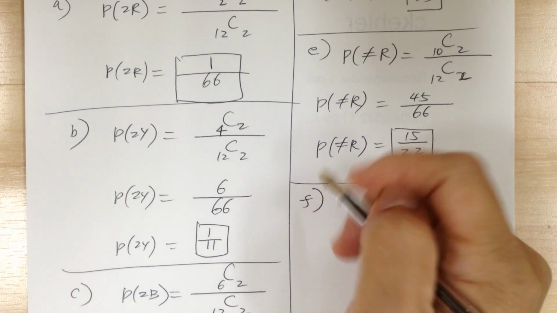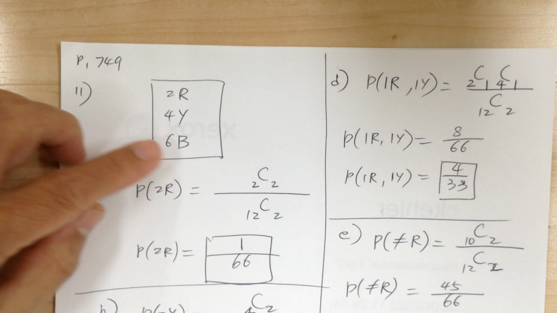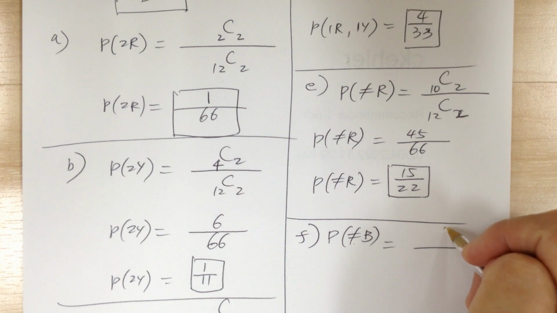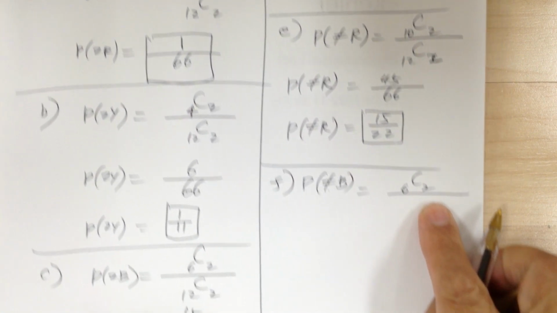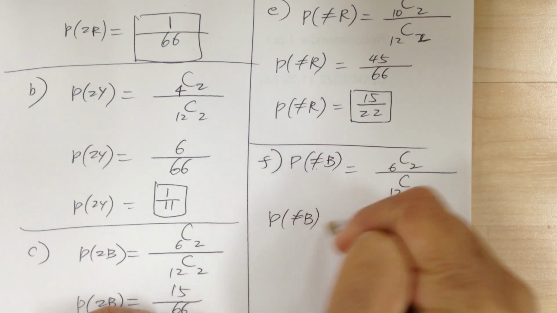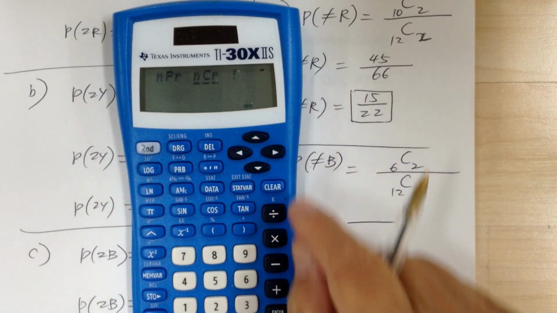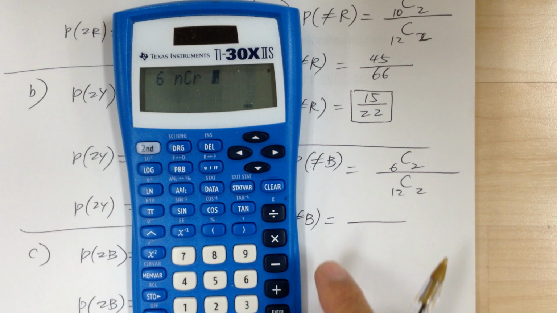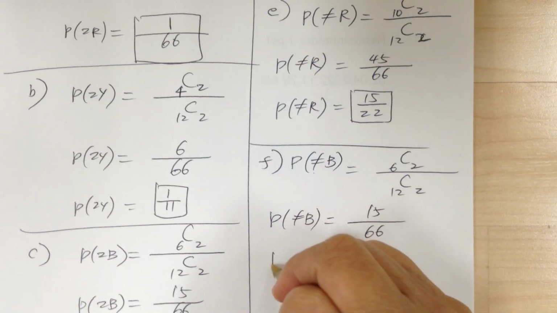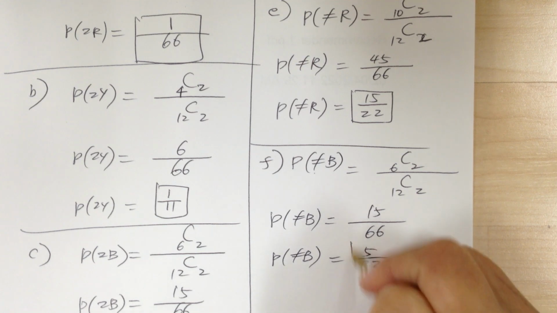Okay, for F, no blue. Neither is blue. So here's blue, so the non-blues are over here. So there are 6 non-blues. You want to get 2, and there are a total of 12, and you want to get 2. So get your calculator. So 6 nCr 2, you get 15 over 66. And you can reduce by 3, so you get 5 over 22.